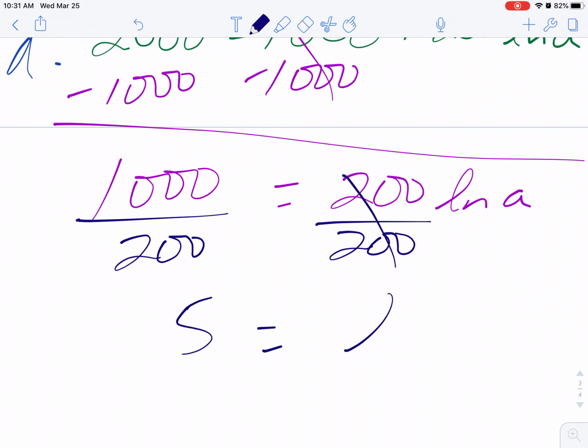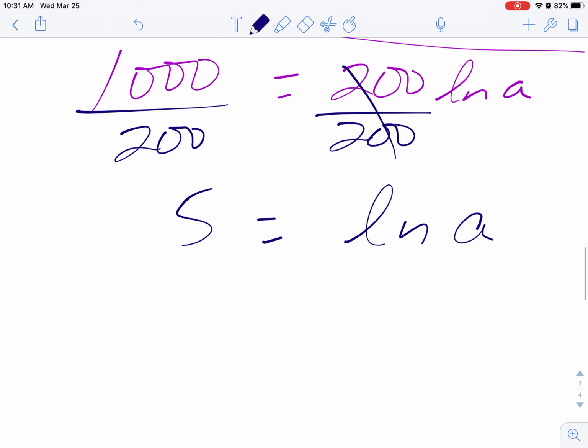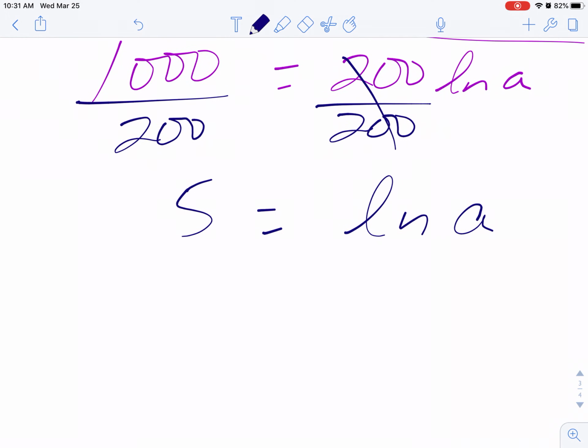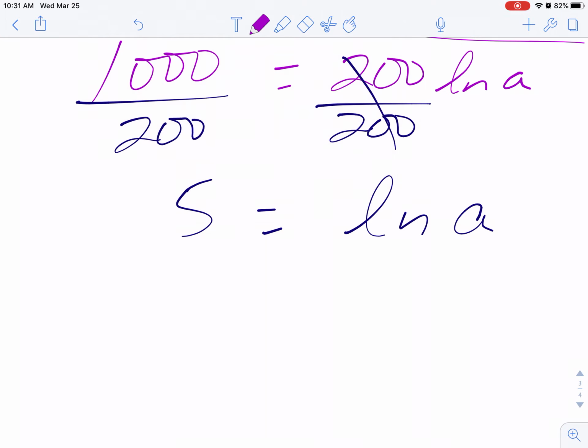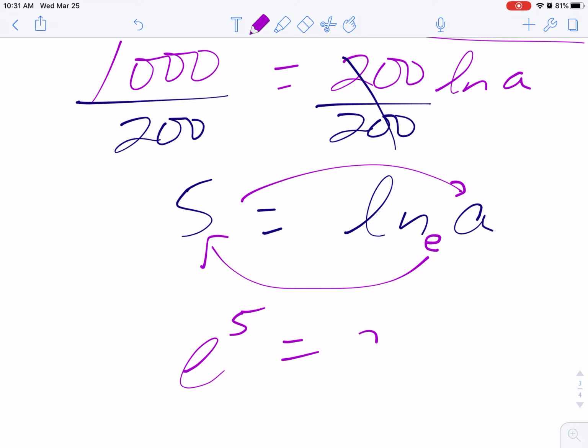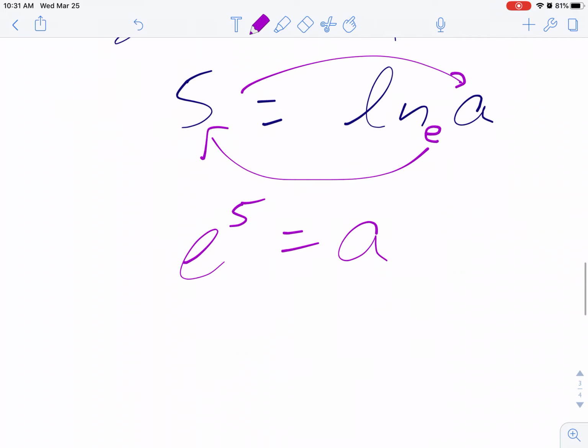So if we can get ln of a by itself, now we use our log properties, or the log rules that were given in this section or the previous section or whichever. But at this point, all we have to do is rewrite this. This has a base of e, and we're going to rewrite this as e to the 5th equals a. Or if you want to write a equals e to the 5th, I don't care.